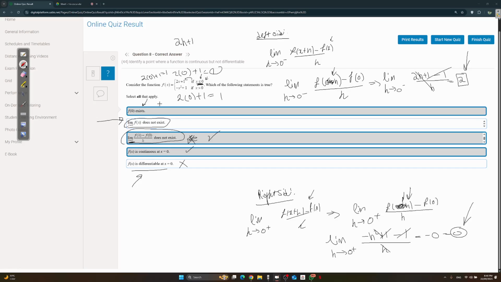Then f of 0 exists. How do you know f of 0 exists? Obviously it exists. Here, x less than or equal to 0, so it's included in the domain. So how would it not exist? f of 0 exists, obviously.